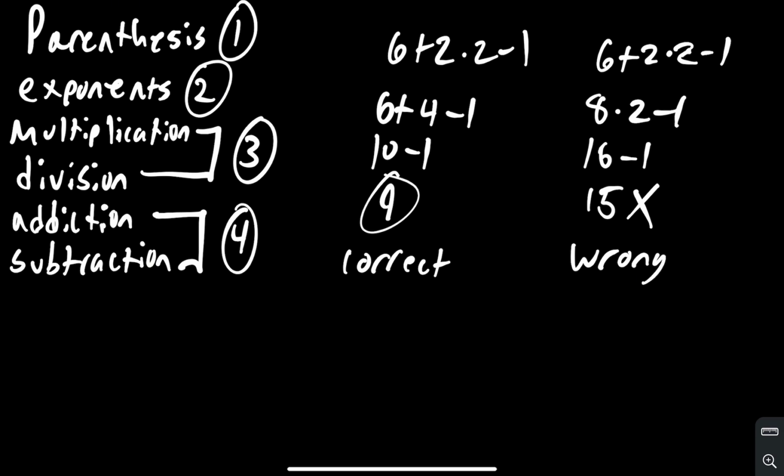Anytime we have an equation and we have multiple properties, most of the time there's going to be different answers you're going to get. And you don't want different answers in math because it's going to make everything even more confusing.